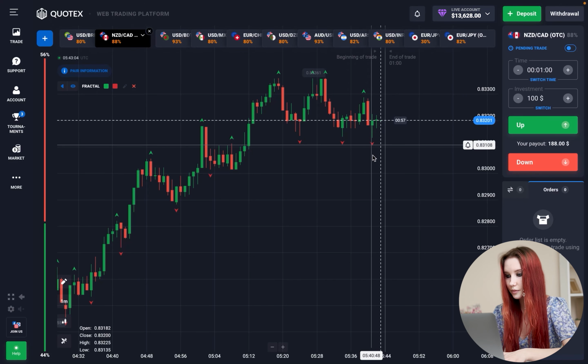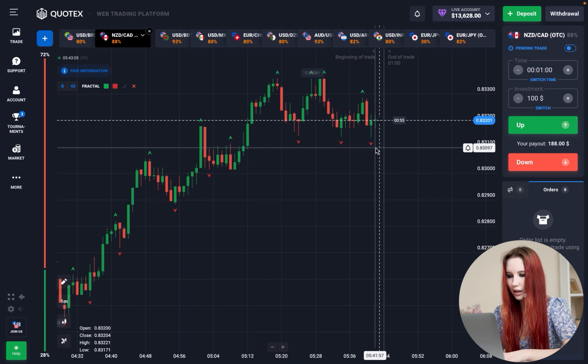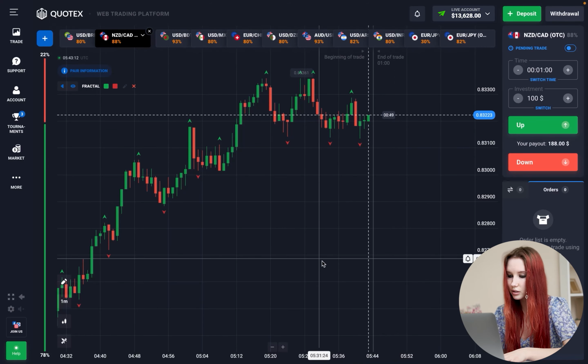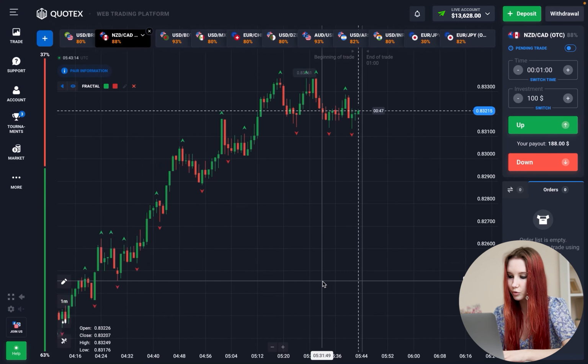So it was quite a risky trade, and as we can see, the red fractal has not yet appeared here, which tells us about further upward price movement. So we could open the next trade here in the up direction again and take our profits.